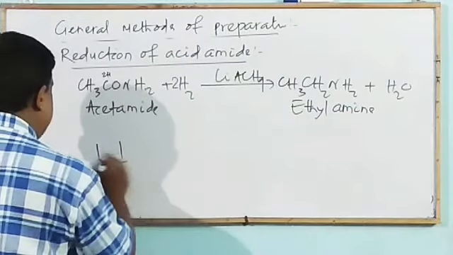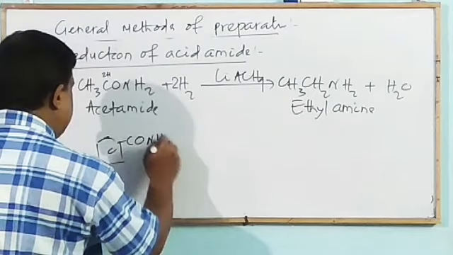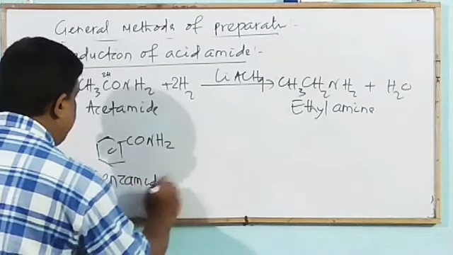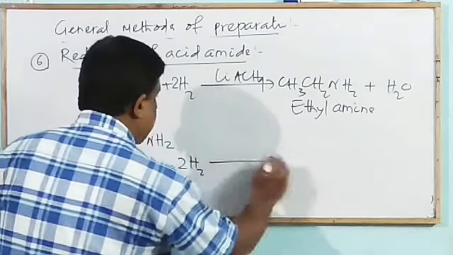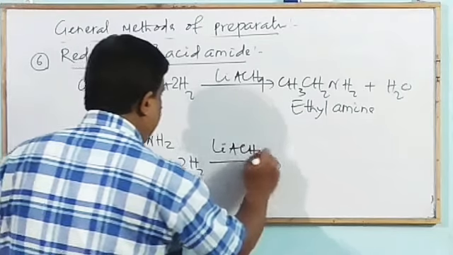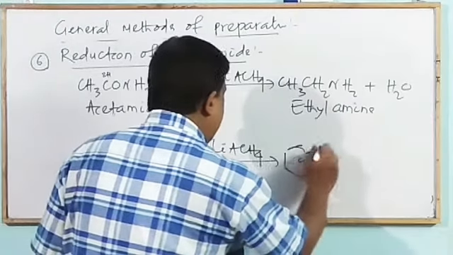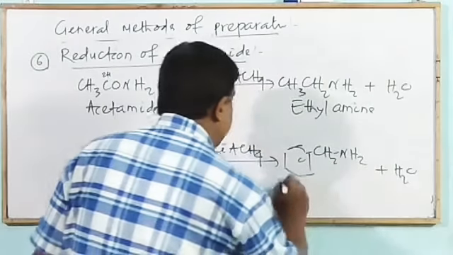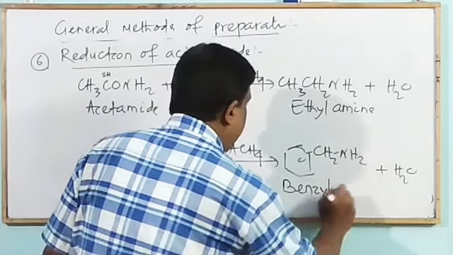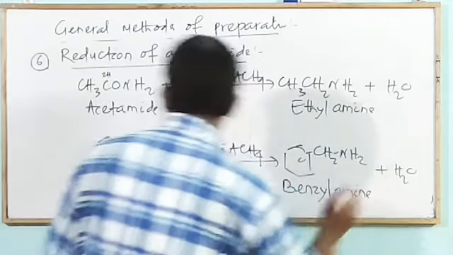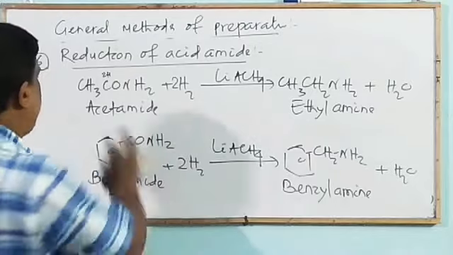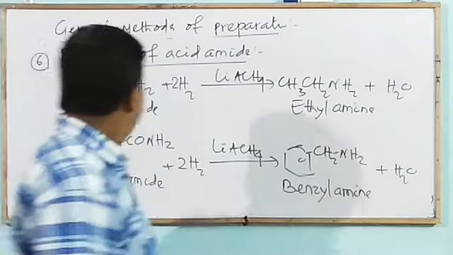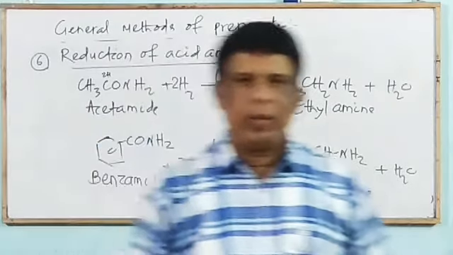Similarly, if we select benzamide, C6H5CONH2, in presence of lithium aluminum hydride, what happens? Benzylamine is formed. One important thing is that here parent and daughter both possess the same number of carbon atoms. It is about reduction of acid amide.